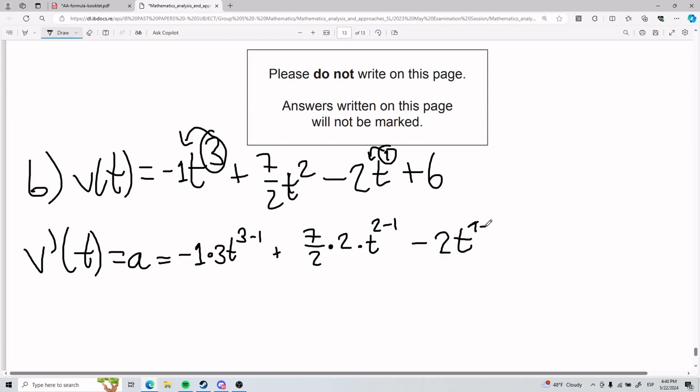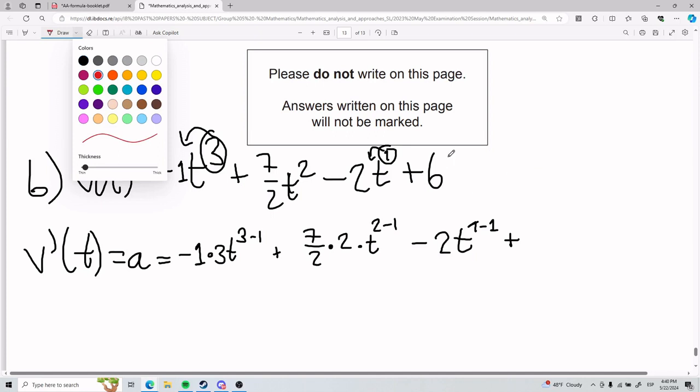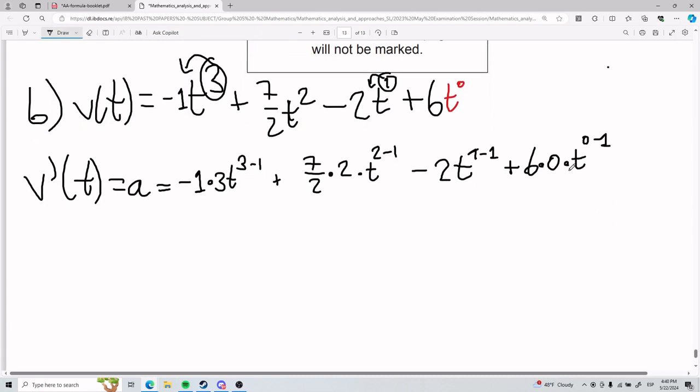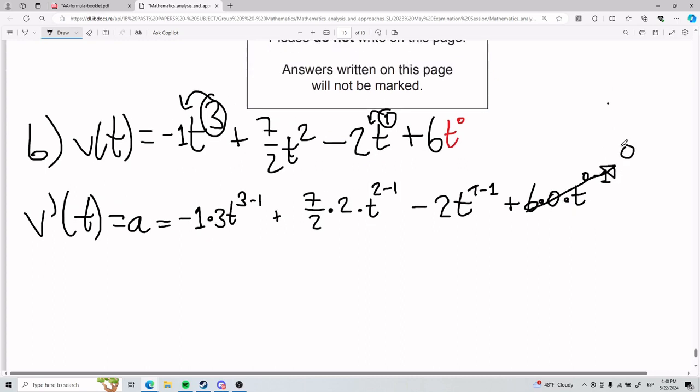Just to be very complete in my approach, I'm going to put it here, okay? But technically the t is just going to disappear. And for this last one, as I said, technically there is a t to the power of 0, so that means you end up with 6 times 0 times t to the power of 0 minus 1. And so this whole thing ends up being just 0 because there's a 0 multiplying it, right? That being said, I know I'm being very thorough with these steps, but let's simplify everything a little bit for my final form for the acceleration.